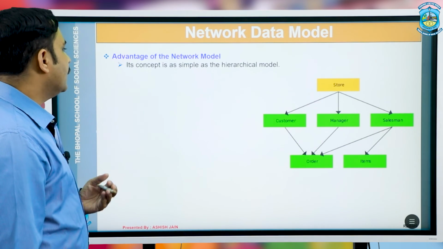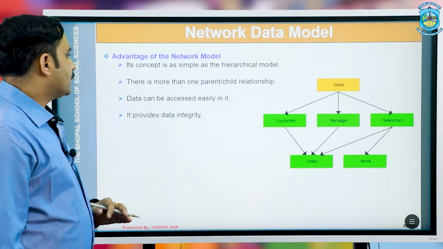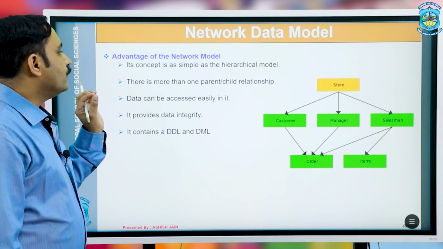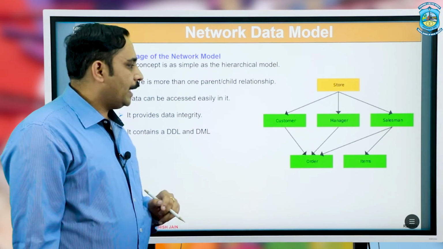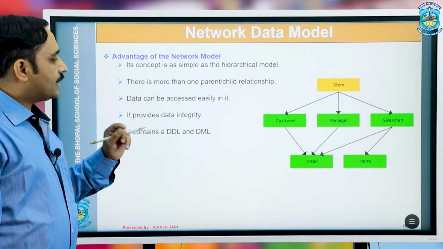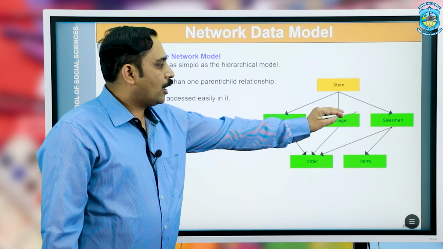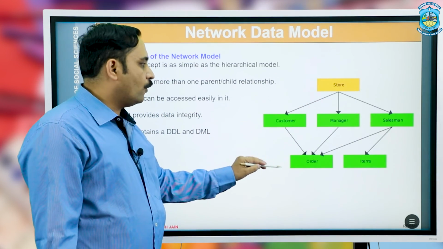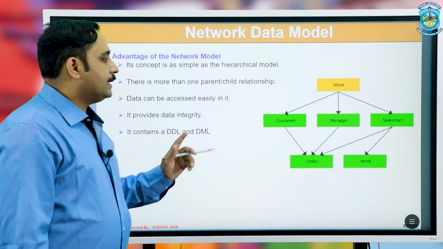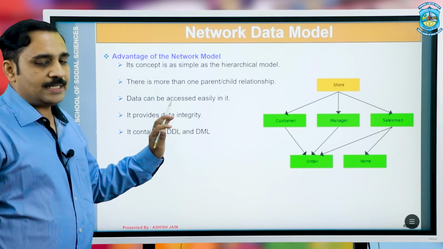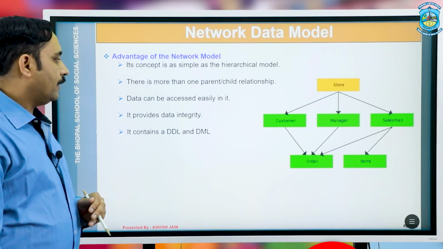These are the advantages. Its concept is as simple as the hierarchical model because it's very simple to understand. There is more than one parent-child association. That means for one child, there can be more than one parent. Data can be accessed easily in it. Since we have multiple paths to access a node, if you cannot access it one way, you can always go from another. It provides integrity of data, and it contains a data definition as well as a data manipulation language, so that you can define and change the data very easily.